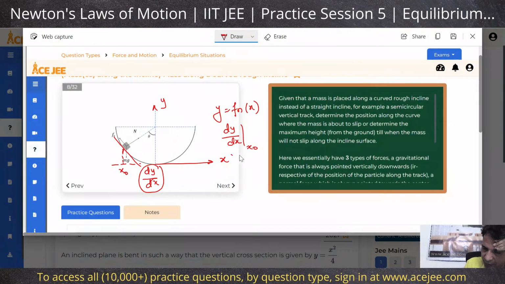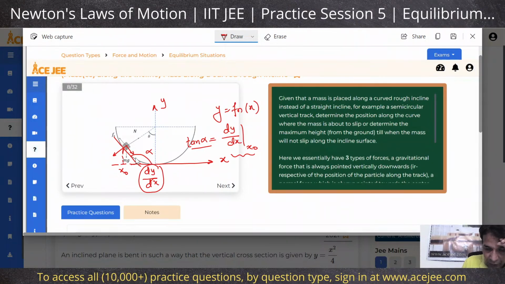So you find the dy by dx, and what does that give us? That gives us tangent of this angle. We call it alpha. So this is equal to tangent alpha. Okay. Now, once you know this angle, how do you figure out the component of the force in this direction? Or I should say, how do we figure out the component of mg along the slope?